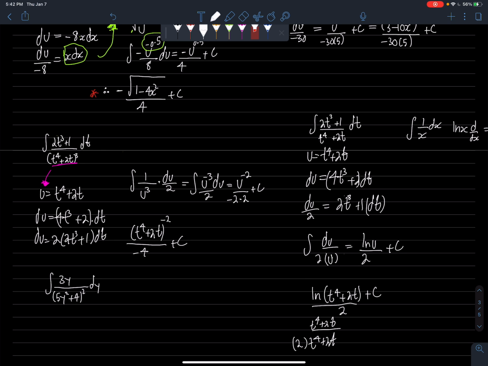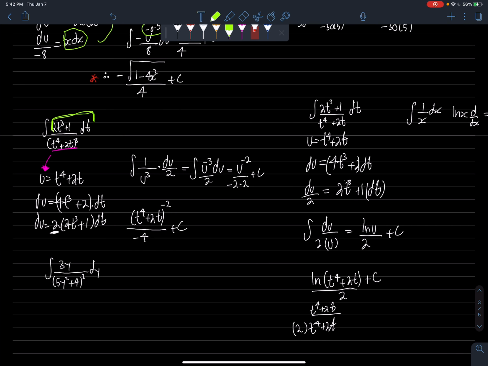So we're gonna set this as our u, right? And then we're gonna take the derivative of that, and we see it's a factor of 2 higher. So we're gonna factor out a 2 here, right? And then we're only looking for 2t cubed plus 1 dt. So we're gonna isolate for that, right? Because this is the term we want to substitute in for the derivative, right? After we've done that, we get 1 over u cubed times du over 2.